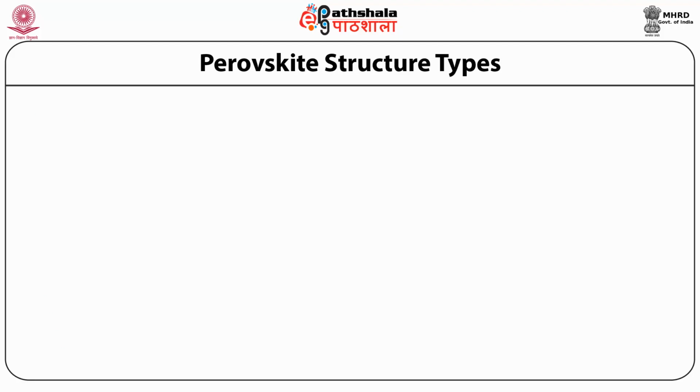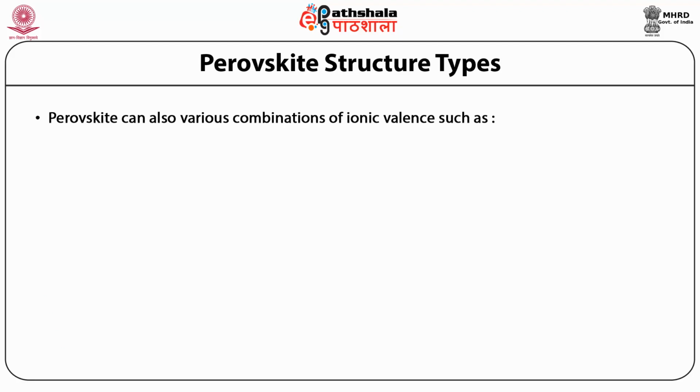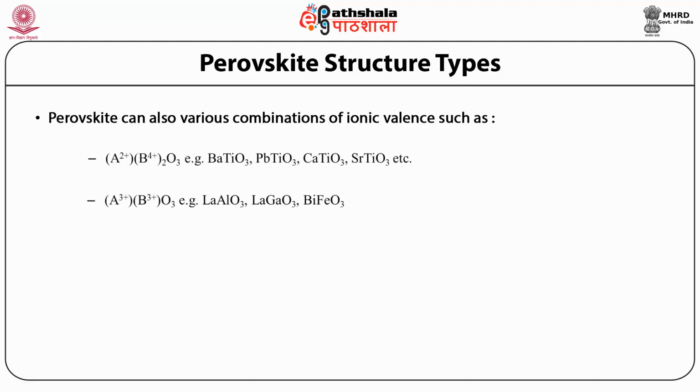The other perovskite structure types which can be mentioned in the slides: there are various combinations of ionic valency, and perovskites can also have various combinations of ionic valency, such as A2+ B4+ O3. Examples of such type are barium titanate, lead titanate, calcium titanate, strontium titanate, and so on.